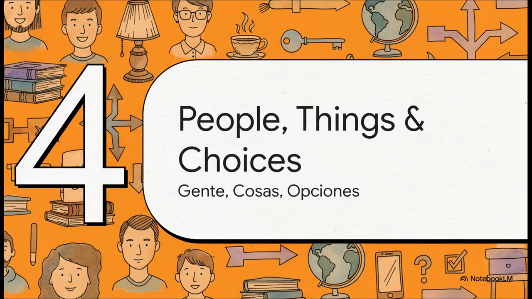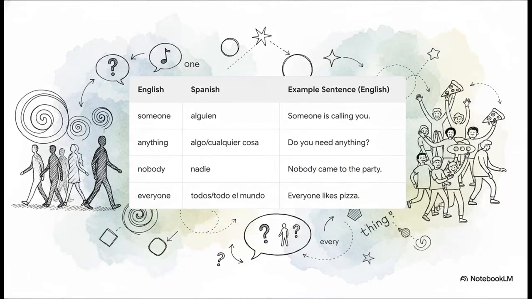Awesome. You're doing great. For our final section, let's look at a bunch of words that are incredibly useful for talking about people, things, and making choices. You will use these all the time in everyday conversations. I love these words because they're basically shortcuts. They make your sentences so much smoother.